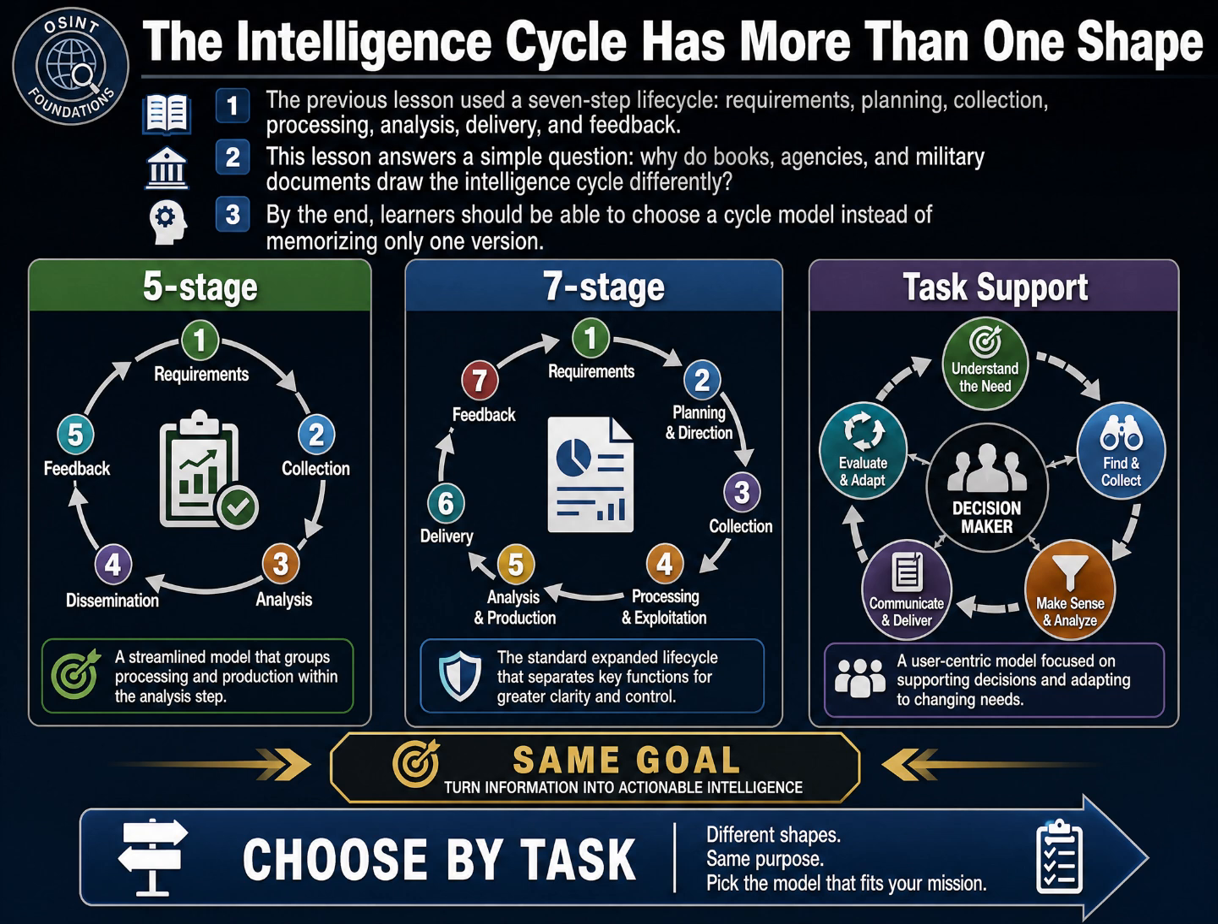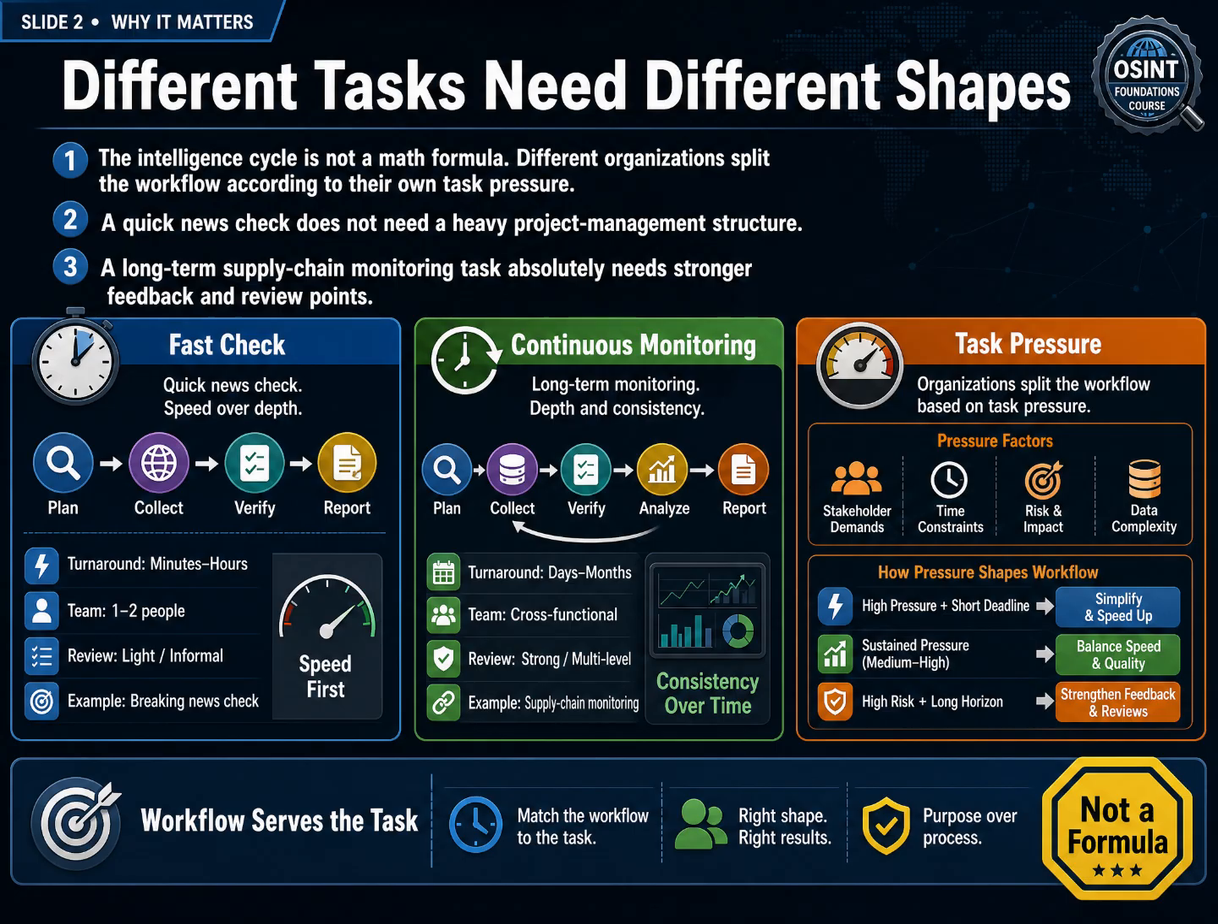In this lesson, the goal is not to memorize a correct diagram. The goal is to know which version fits your OSINT task. The intelligence cycle is not a mathematical formula. It is a work method. Different tasks create different pressure. If you only need to verify a news screenshot, you probably do not need a heavy project management model. You need a clear order: find the original, check the time, inspect the image history, look for a second source, and write a bounded conclusion.